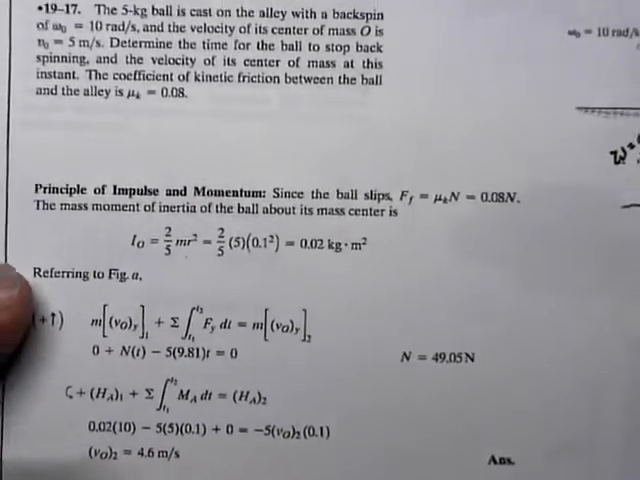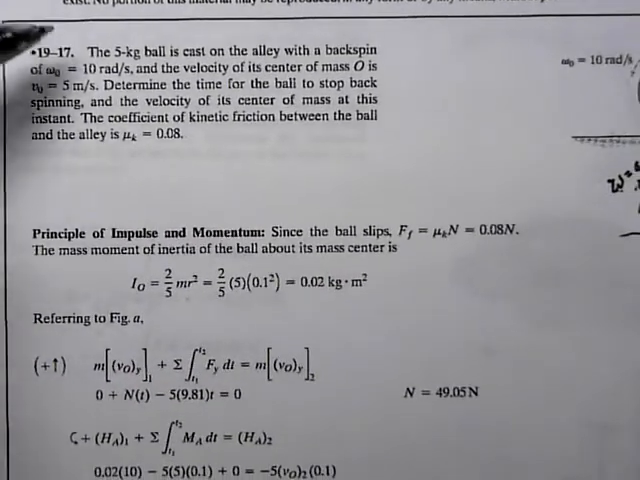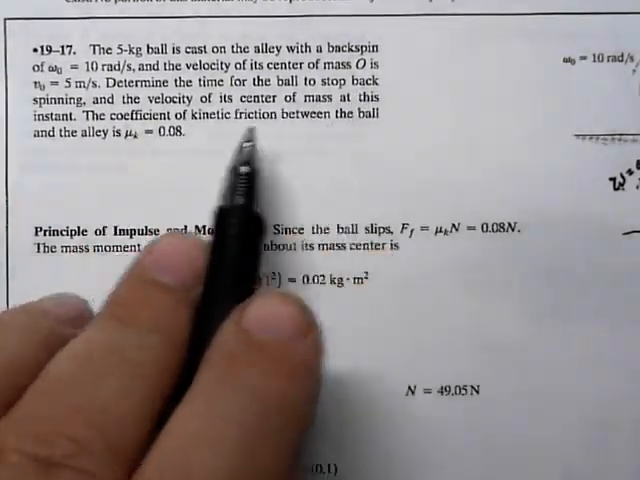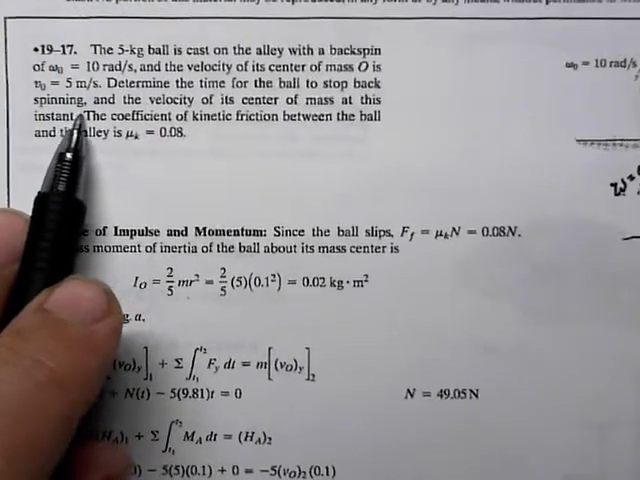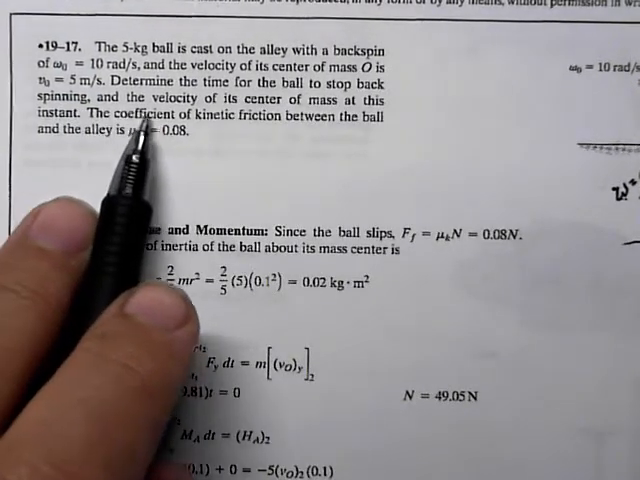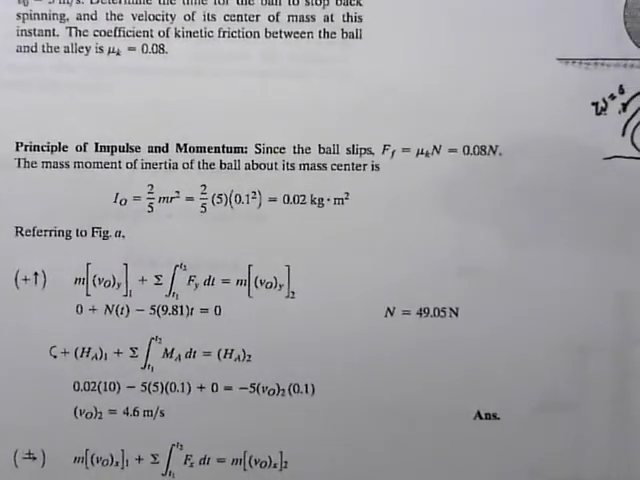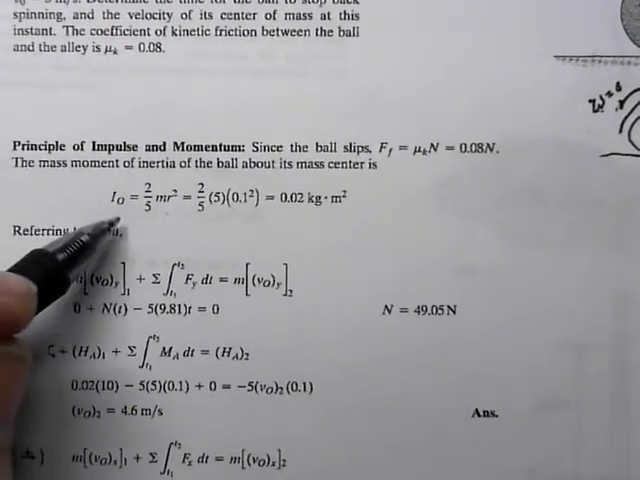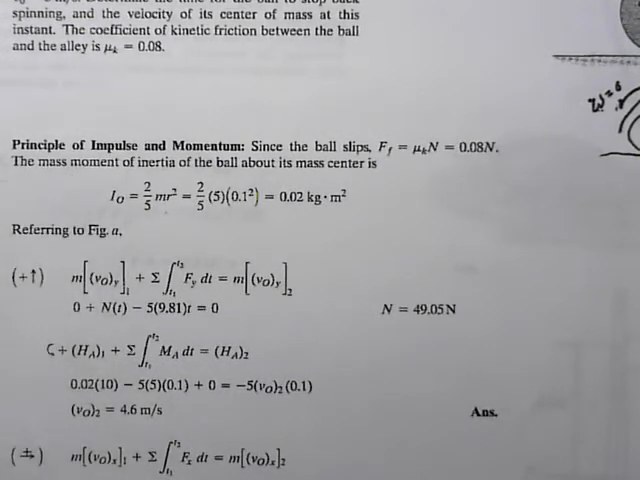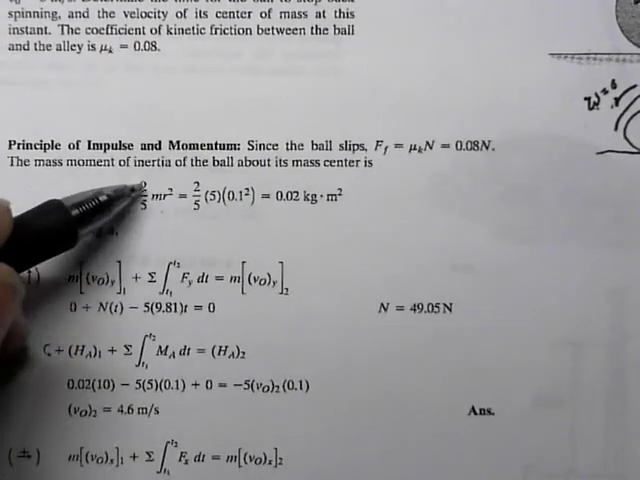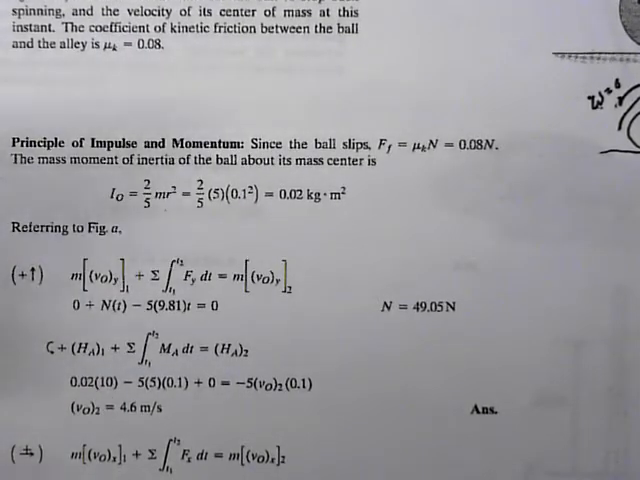And so let's take a look again at the details of the problem. We have the ball, we know the velocity, we know the backspin. Determine the time for the ball to stop backspinning, which I assume means omega goes to 0, and the velocity of its center of mass. Okay, and so first of all we will look up from the back of the book the I about the center of a sphere. It turns out to be 2/5 m r squared, and so we have a 0.02 kilogram meter squared mass moment of inertia about the center.